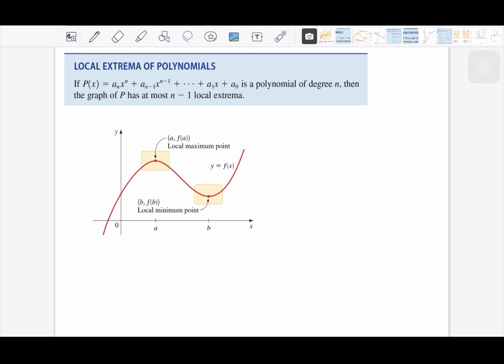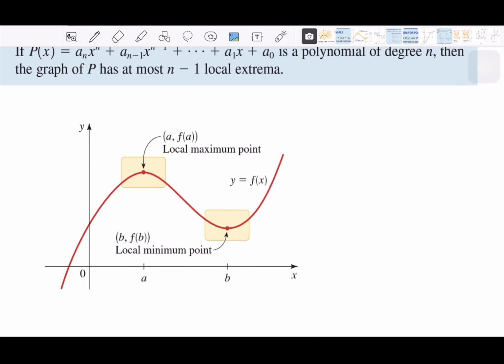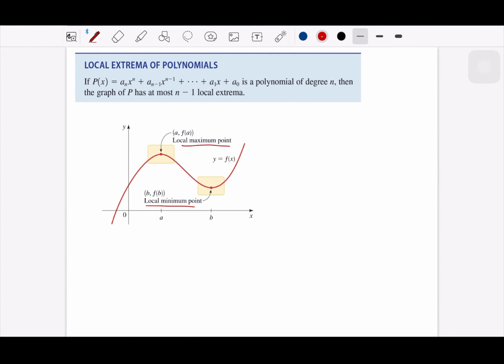So if we see something like the previous example, we could say that this A is called the local maximum point, and this B is the local minimum point. Okay, that's some additional information. So we know that we will have the maximum and minimum, but we say that we are going to have the local ones.